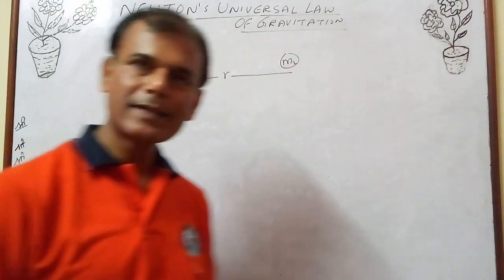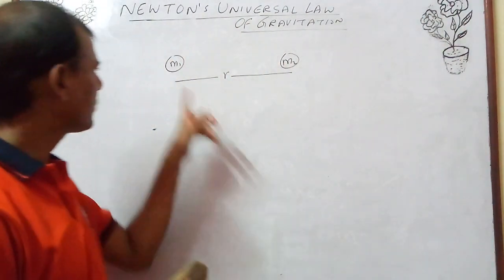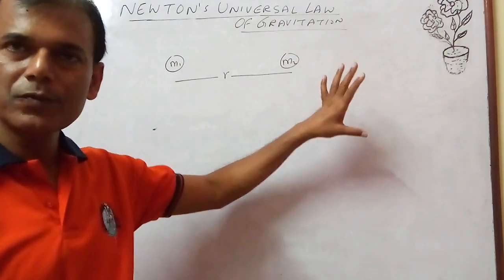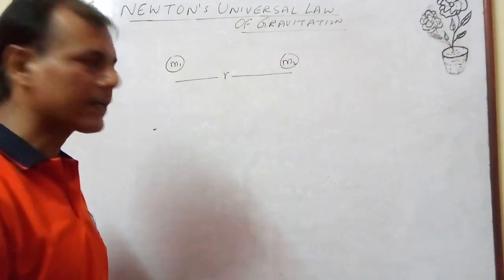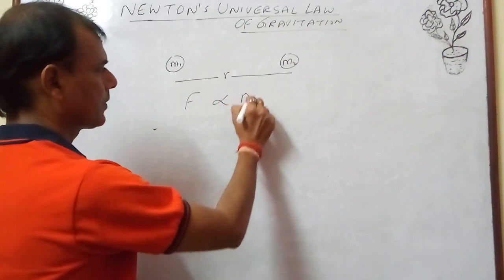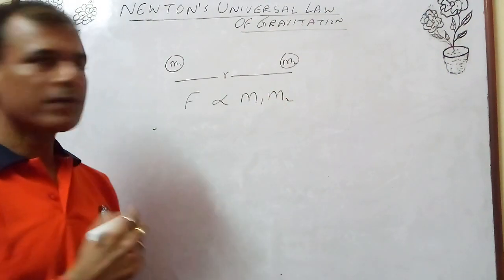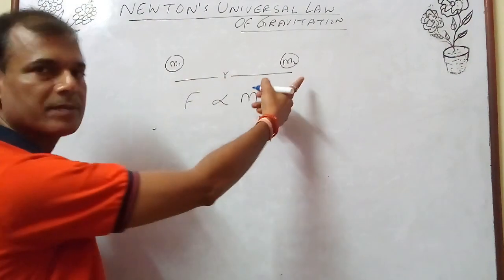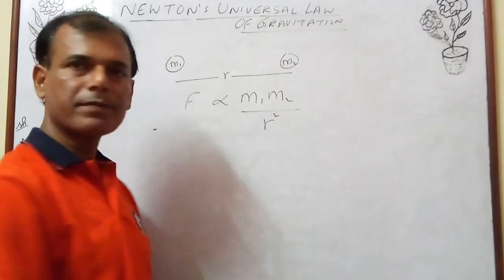This law states that between any two objects in the universe, say two objects M1 and M2, there is always a force of attraction, and that force of attraction is proportional to the product of their masses and inversely proportional to the square of the distance between them. If r is the distance between them, then it is inversely proportional to the square of the distance.